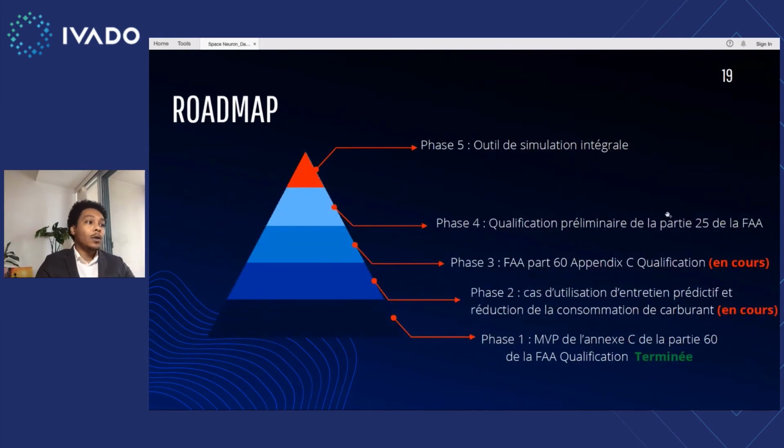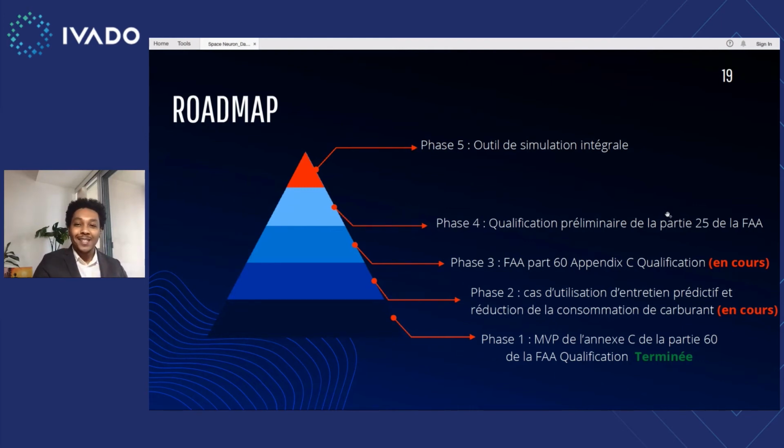Looking at our roadmap right now, we've completed the proof of concept of the first stage, which is some of the maneuvers in Part 60 of the FAA, which is the required certification for simulators. The second phase is trying to move into some predictive maintenance applications and fuel consumption reduction. And then later we want to build the right knowledge and understanding of the aerodynamic models to move towards tackling the FAA Part 60 certification and try to pass that for the simulators, and move on slowly towards certifying the aircraft itself, some of the maneuvers of the aircraft.